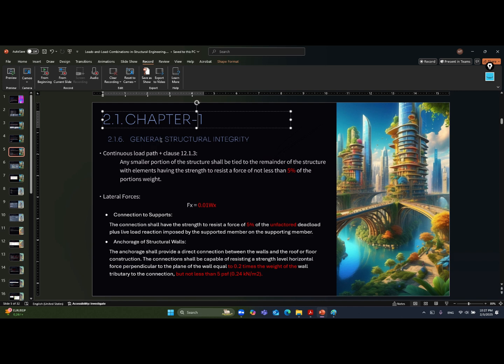It is about the structural integrity, and it talks about the continuous load path. When a lateral force is affecting a building, then there must be a path for this load to be able to transfer to the foundation, through the column, to the foundation of the building.